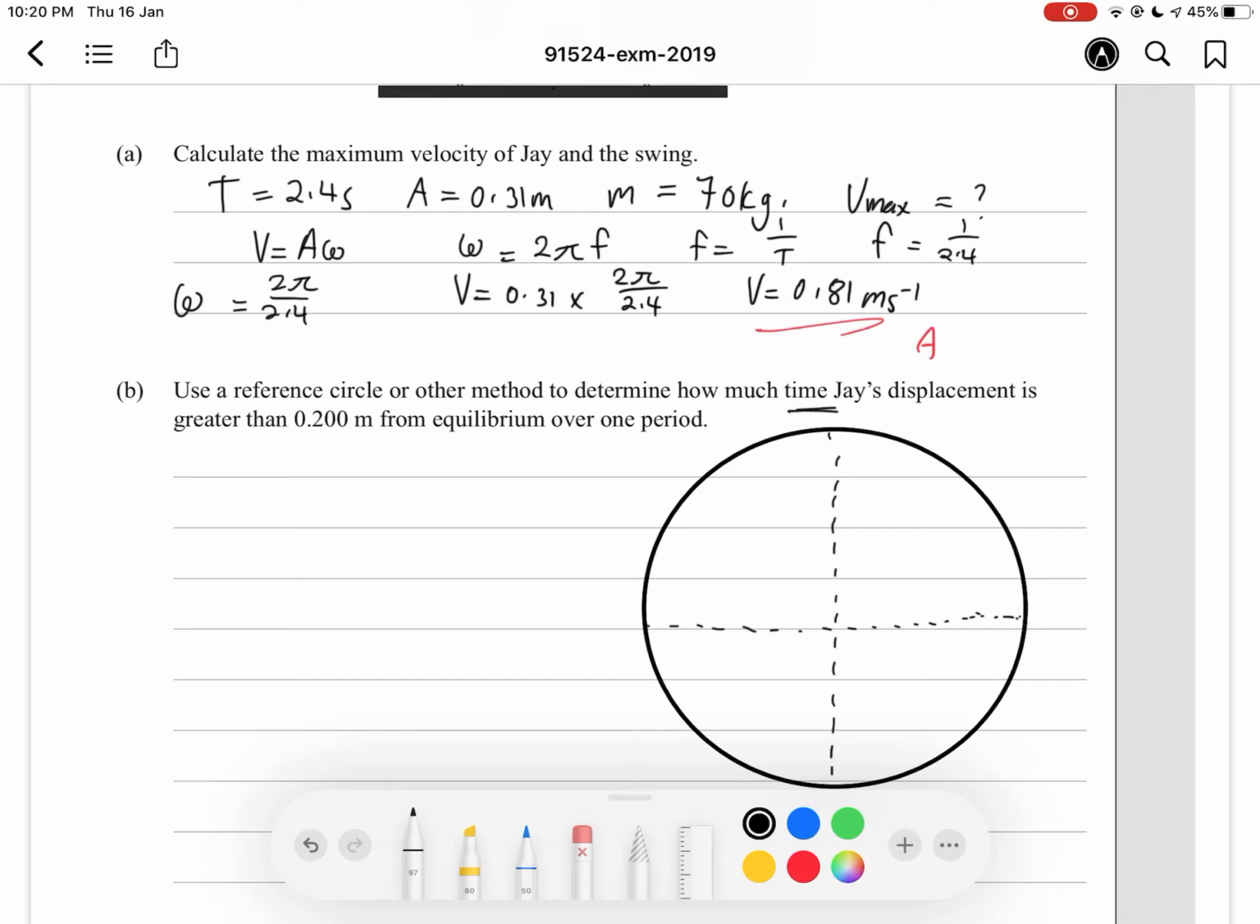Alright, so the question asks us for the total time that J's displacement is greater than 0.2 meters. Basically, it's asking for how long J is going to be traveling at a height above 0.2 meters, above this equilibrium point. For example, we can draw a rough diagram here.